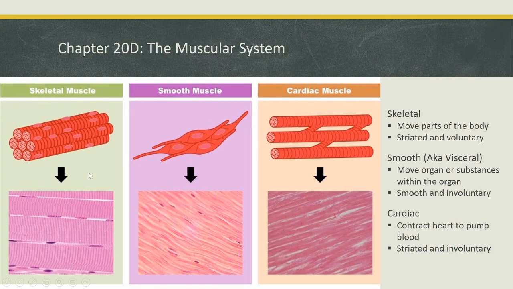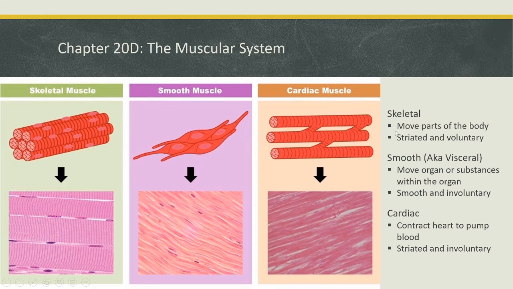We've seen this diagram already, different types of muscles: skeletal muscle, smooth muscle, cardiac muscle. So skeletal muscle, the main thing they do is they move parts of the body, and they are striated muscles, striated because of those lines, and voluntary. In other words, we can decide if and when to use those muscles.